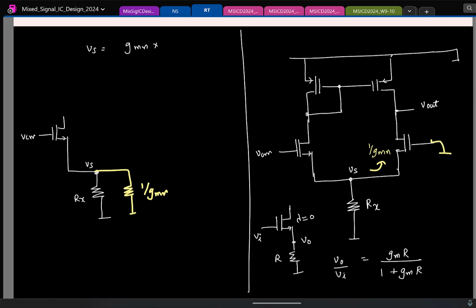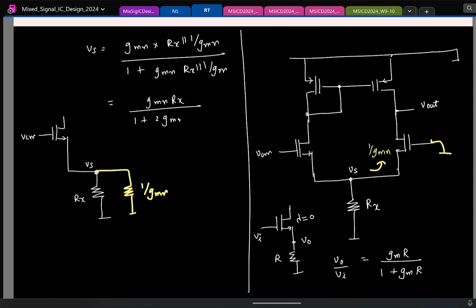And in our circuit, what is R? Rx parallel this. So let's do that. Rx parallel 1 by Gmn, by 1 plus the same thing. So you simplify this, you get Gmn times Rx by 1 plus 2 Gmn into Rx, times Vc.